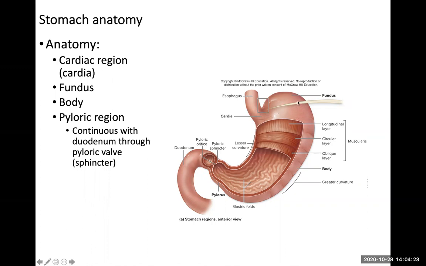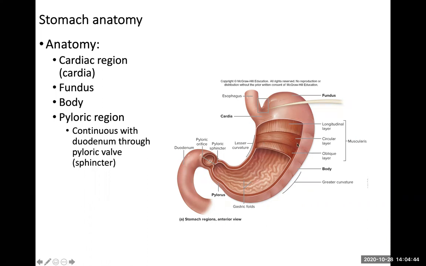Then the top of the stomach here is what we call the fundus. This is the body. And then the last portion, the most inferior portion of the stomach, is what we call the pyloric region, or the pylorus. And then the sphincter that connects the stomach to the first portion of the small intestine, which is the duodenum, is what we call the pyloric sphincter.